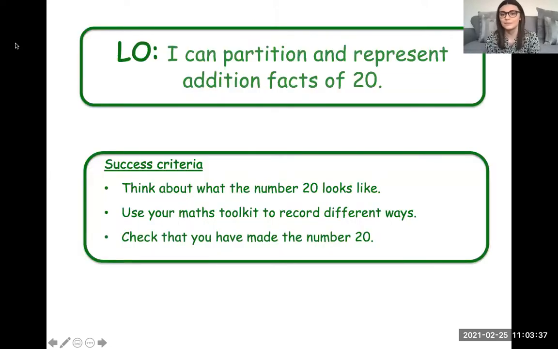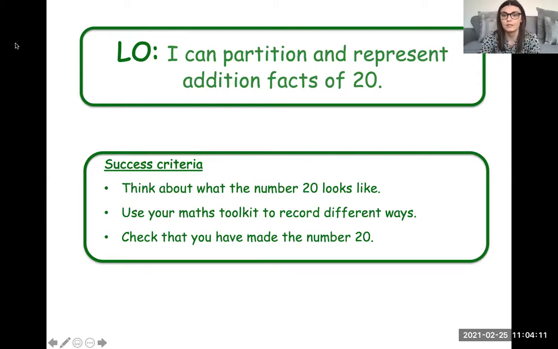Well done. Okay, so boys and girls, our learning objective for today is I can partition and represent addition facts of 20. So to be successful in our learning, we need to think about what the number 20 looks like, thinking about how many tens and how many ones make up that number 20. We're going to use our maths toolkits to record different ways of partitioning the number 20. And then we're going to check that we have made the number 20 when we are adding numbers together.